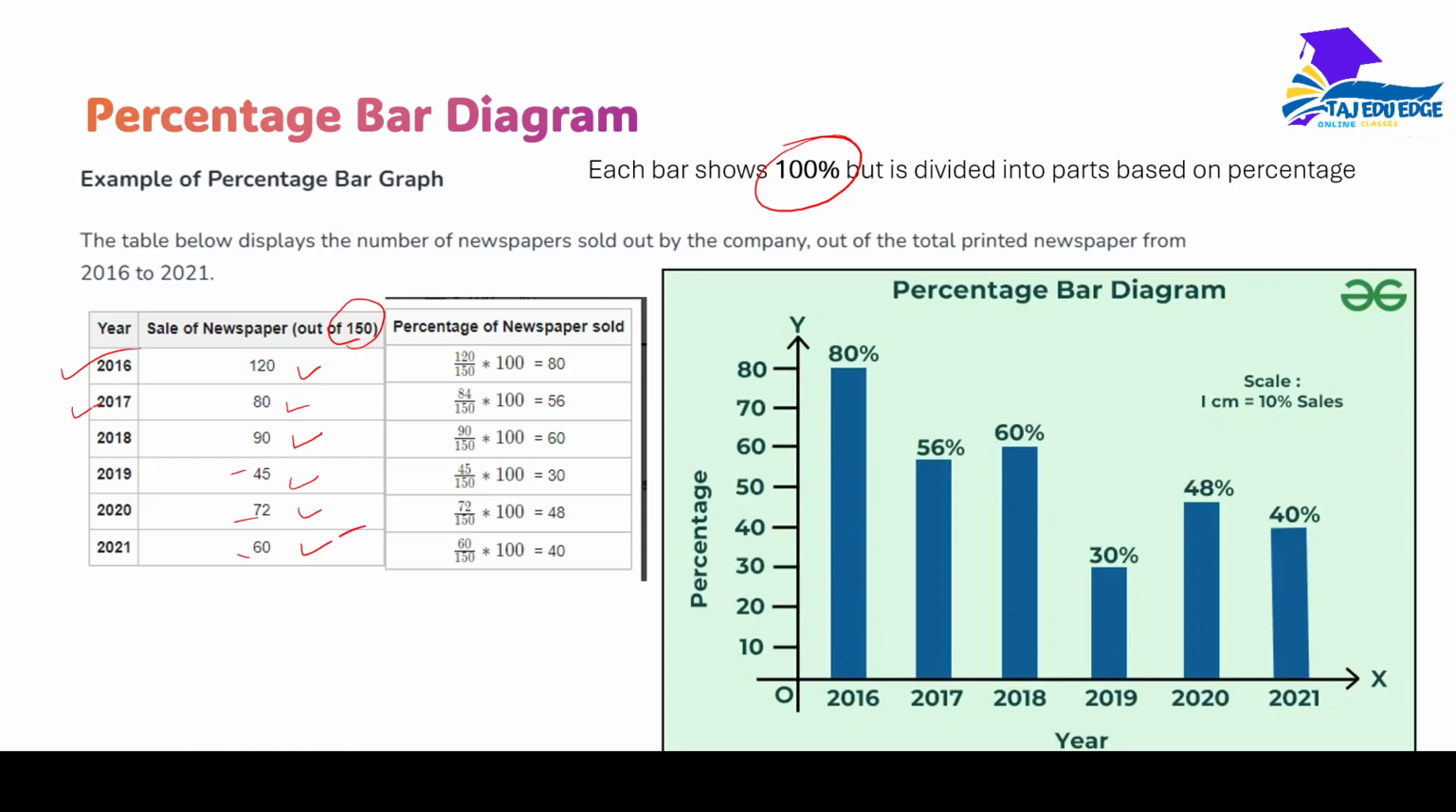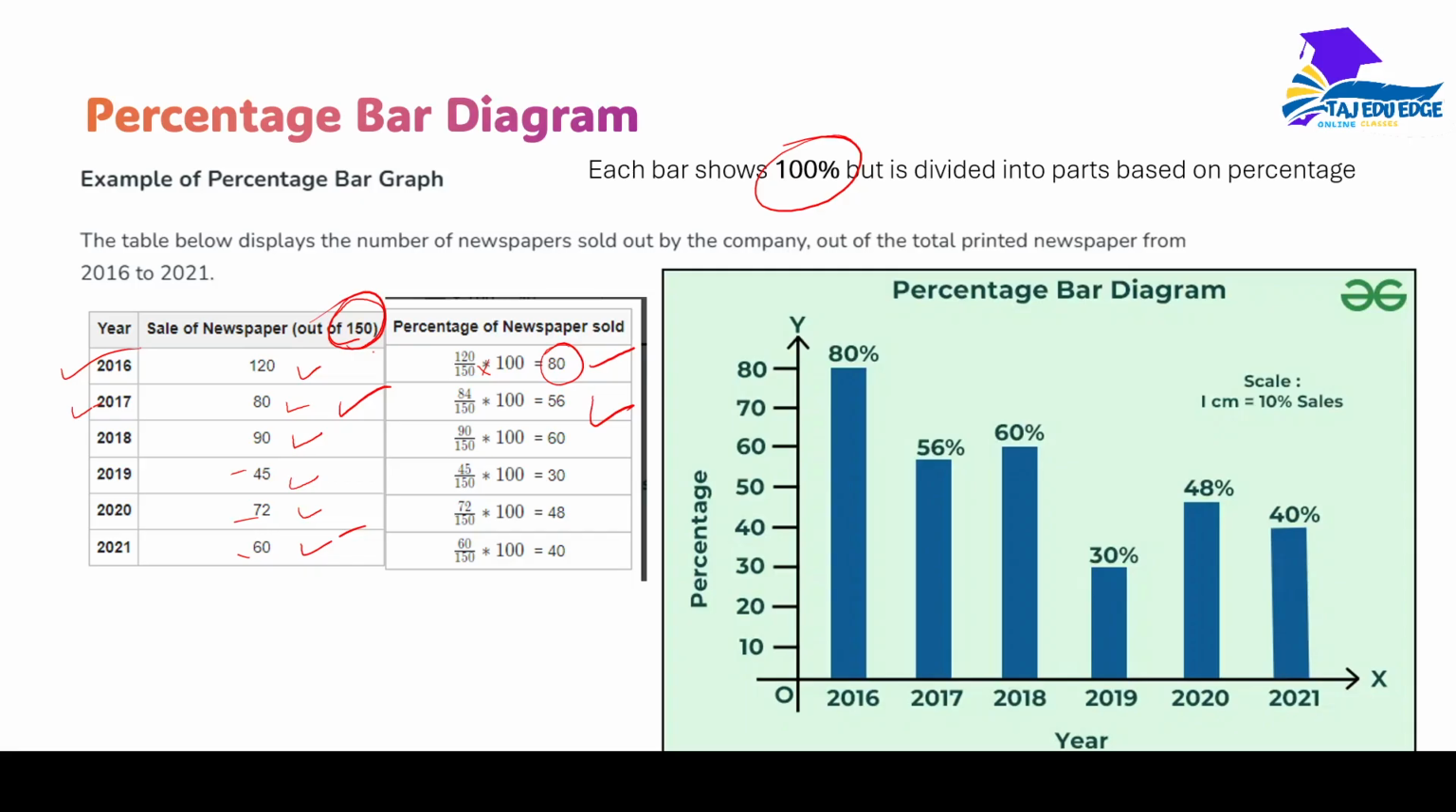So how can we calculate the percentage? We should know the base number here. Base number is 150. So 120 divided by 150 into 100 is 80%. 80% of newspapers were sold. Let's say 150 newspapers were printed, out of which 120 were sold, means it is 80%. Out of 150 printed, 84 were sold, means it is 56%.